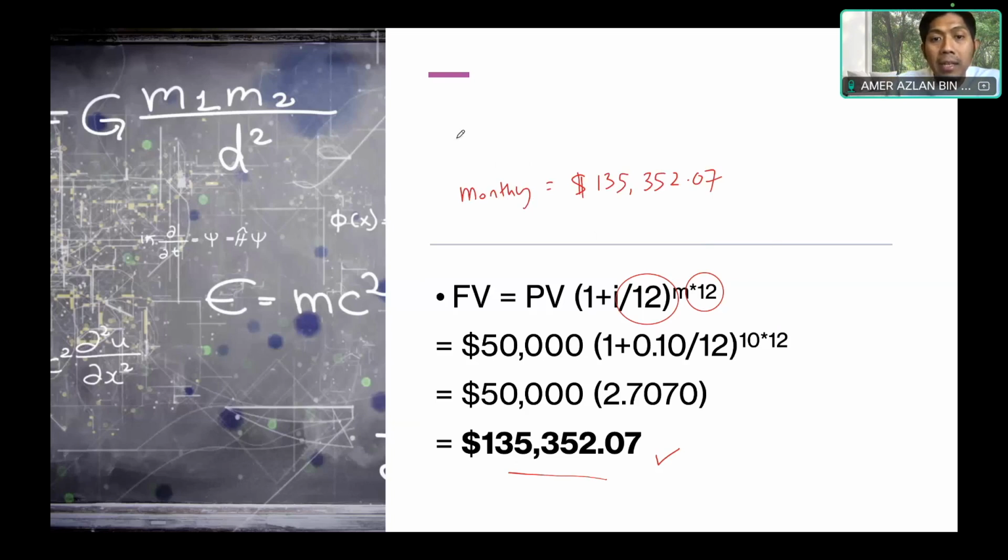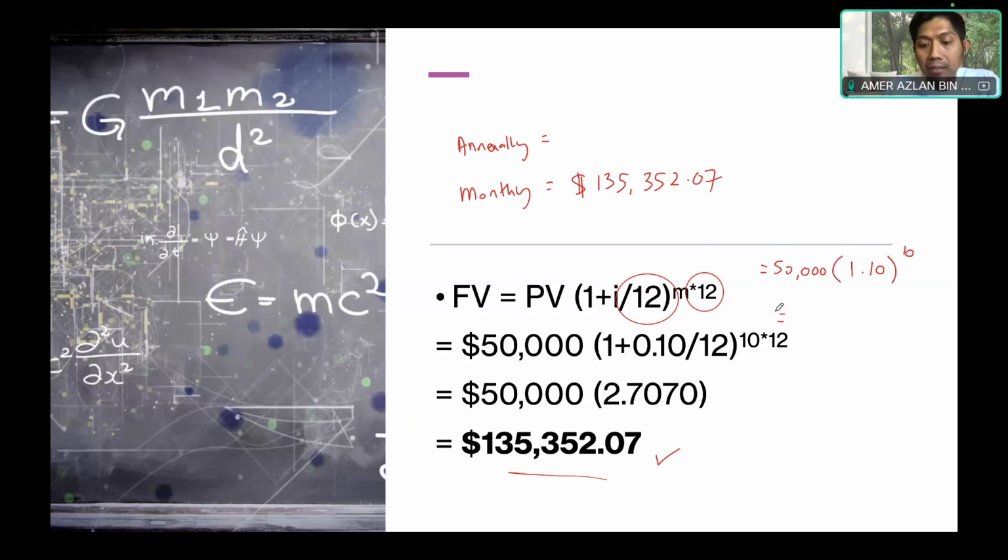Now, what if this investment, this money, is being compounded annually? What would be the value? So if it is compounded on an annual basis, the same calculation formula, 50,000, 1 plus I, or 1 plus 10%, we get 1.10. We don't have to divide by anything because it is compounded annually. So terus compound setahun, it remains the same. And the N is 10 years because it is compounded annually.